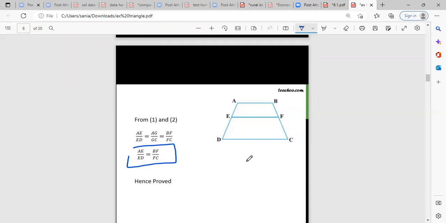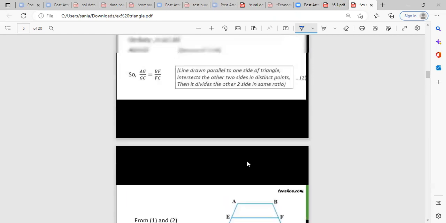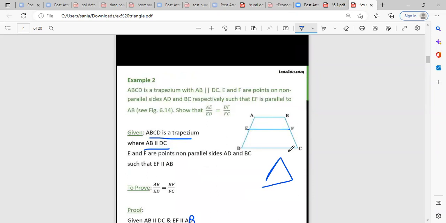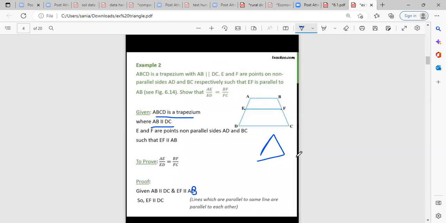Hence proved. Very simple, but the only trick was that most of the students said, ma'am, this is a triangle chapter, so from where do we get this trapezium? You have to make it a triangle and then solve accordingly.